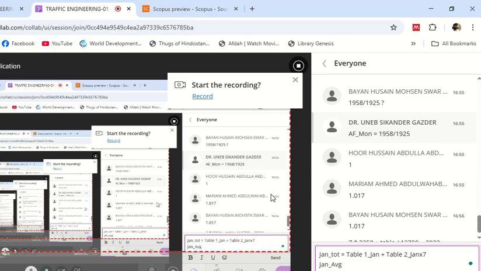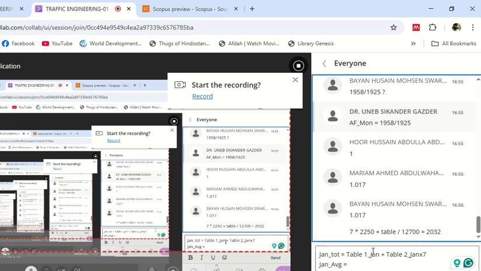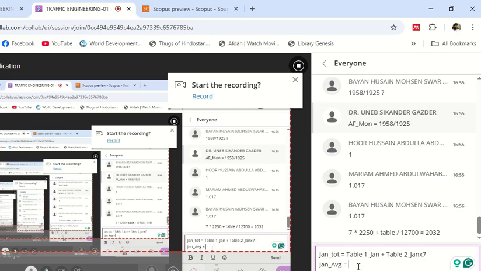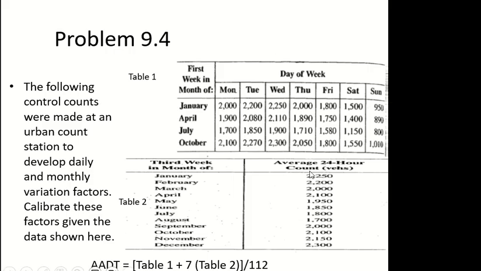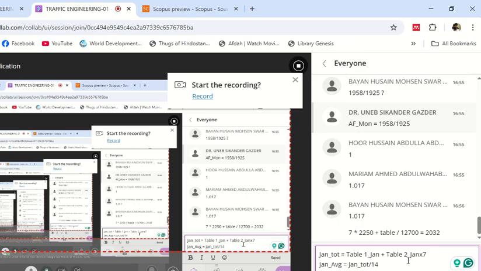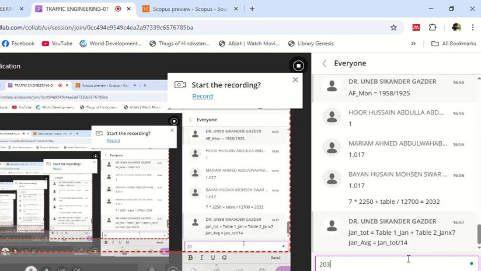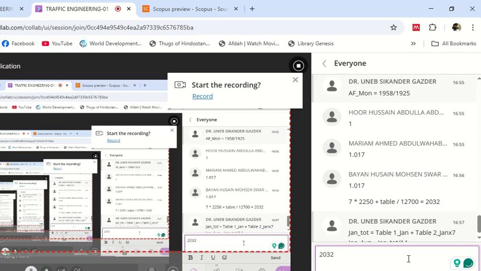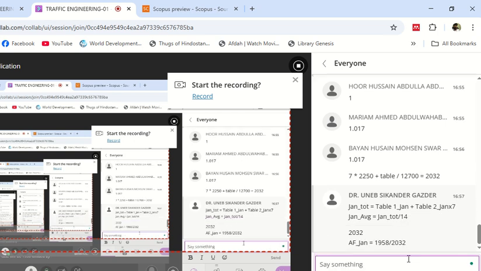And then you will calculate the average of January as the January total divided by 14. Okay, 7 days here and this is for 7 days as well, a week. So that's why divide by 14, and Bayan is saying it is 2032. So the adjustment factor for January in this case will be 1958 divided by 2032.